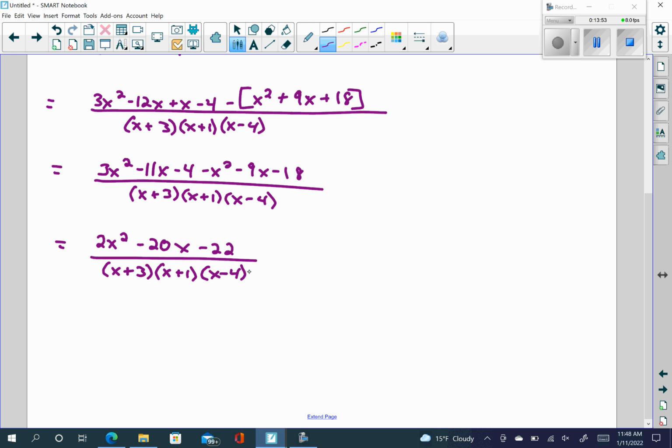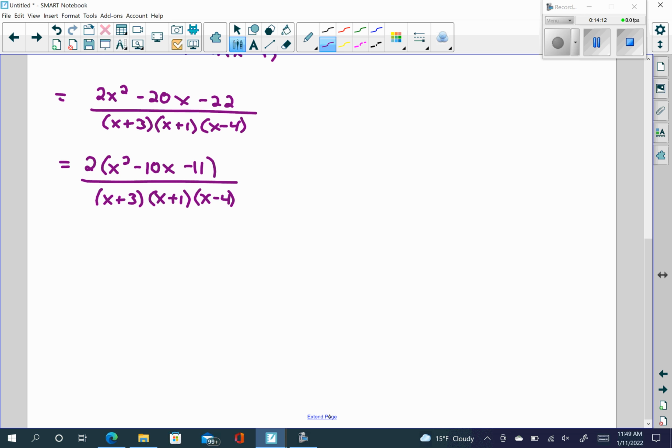All right, we're still not done yet. If you notice the numerator, there's a 2 in common, so we could factor a 2 out. That'll leave us with x squared minus 10x minus 11. Still not done yet. We're going to try to factor x squared minus 10x minus 11. And that will actually factor into an x minus 11 and an x plus 1.